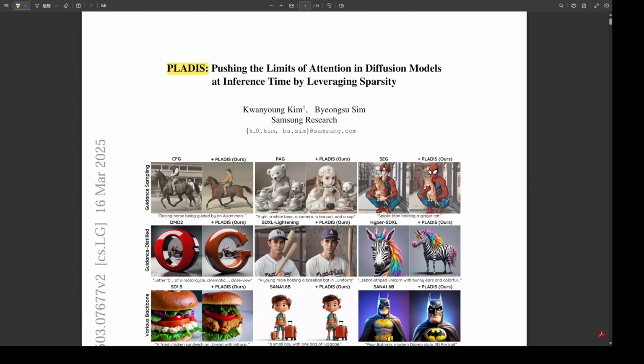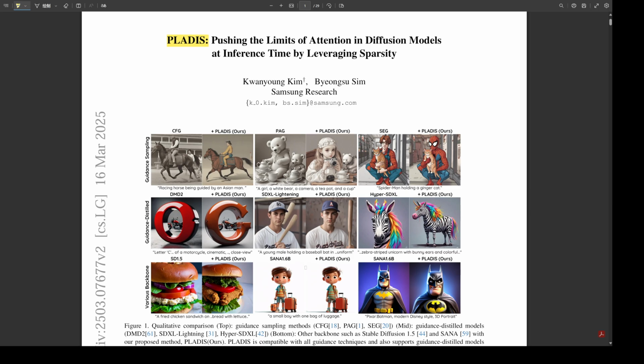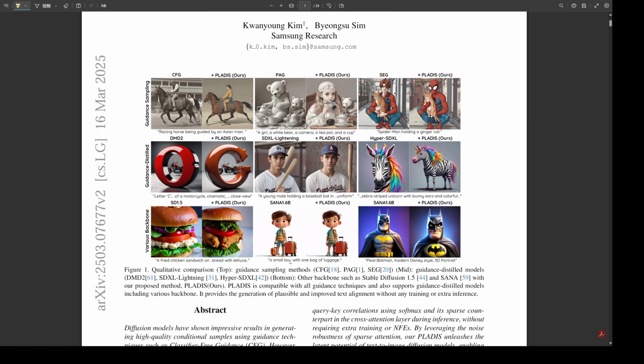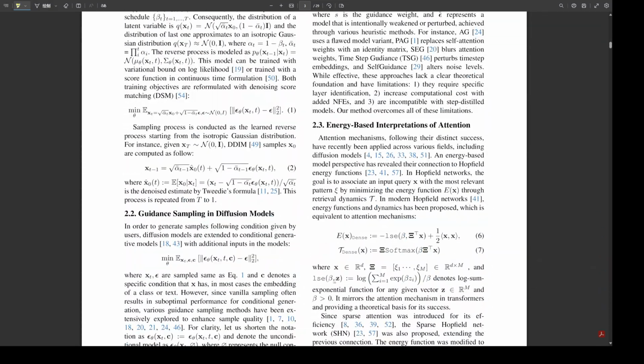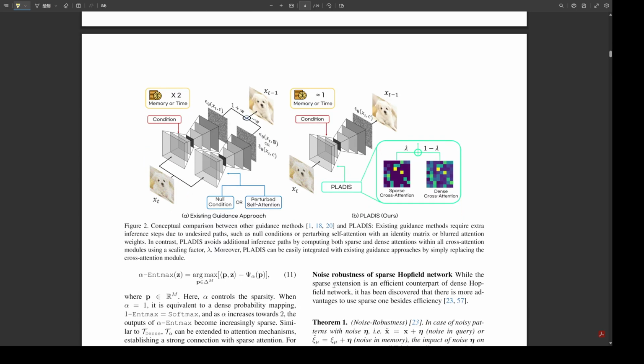Here's where it gets really interesting. This idea of sparse attention actually helps the AI. Does that deal with the initial randomness, the noise, that's in the image generation process? So what does this all mean for the final image? Better quality images that match your text prompt more accurately. And the cool part is it doesn't need any extra training or slow things down.